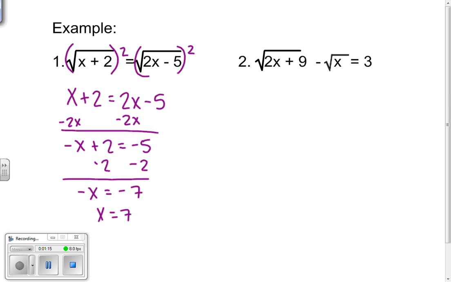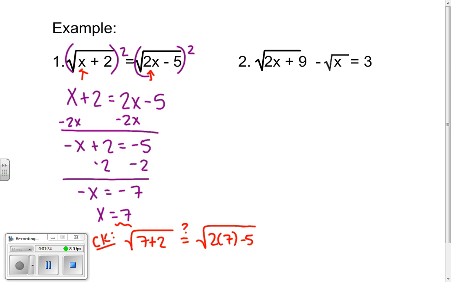Just like in Day 1, it was really important to check your answers. It's just as important here. If I want to check a 7, I'm putting this 7 back into the original equation. That means the square root of 7 plus 2 should equal the square root of 2 times 7 minus 5. On the left, 7 plus 2 is 9, and the square root of that is 3. That should equal the same as on the right. 2 times 7 is 14, minus 5 is 9, and the square root of that is 3. So it checks.